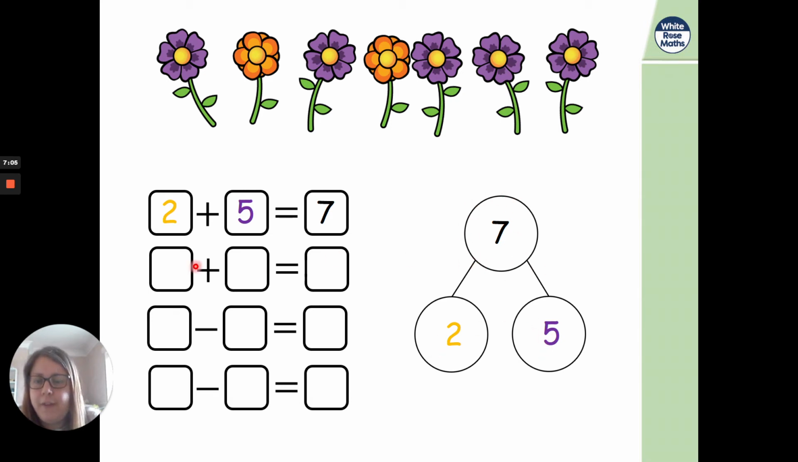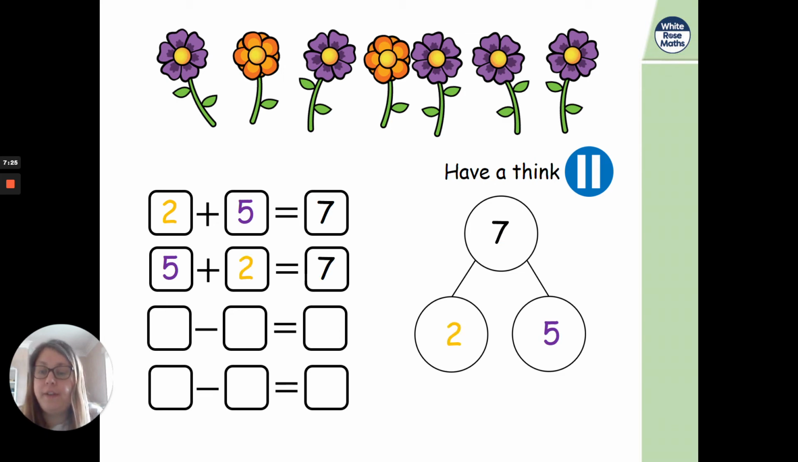Can you write the other number sentence to match? Remember, just use these three numbers. We're not using any other numbers. So have a go at writing that next sentence. So it would be, we just switch those numbers around, don't we? To give us 5 add 2 equals 7. Well done if you did that.